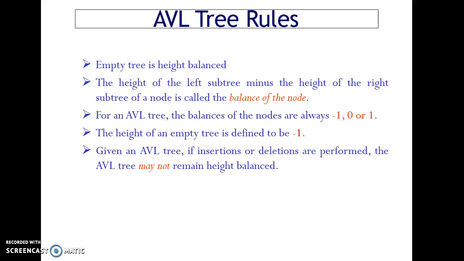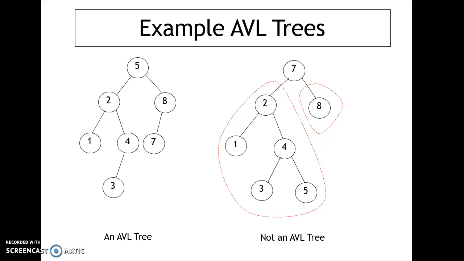Given an AVL tree, if insertion or deletion is performed, then the AVL tree may not remain height balanced. This is an example of an AVL tree. So here in this tree, it is called an AVL tree because it is height balanced. For this node 3, we have to calculate the balance factor. Here for this node 3, the height of the left subtree is 0 and the height of the right subtree is 0. 0 minus 0 is 0. So we are moving to the next level.